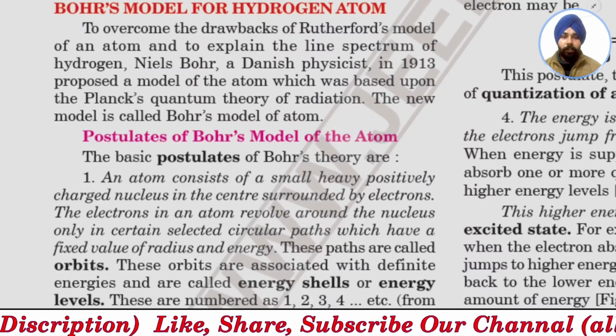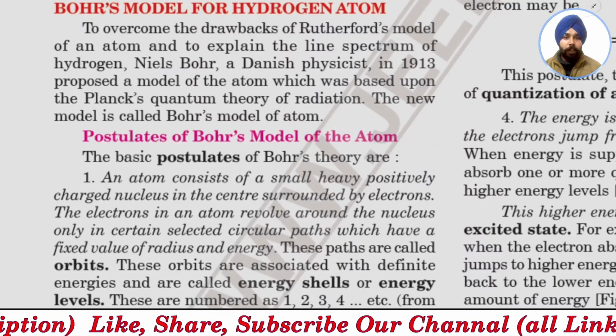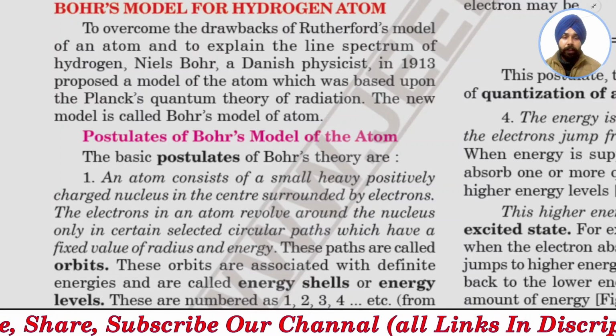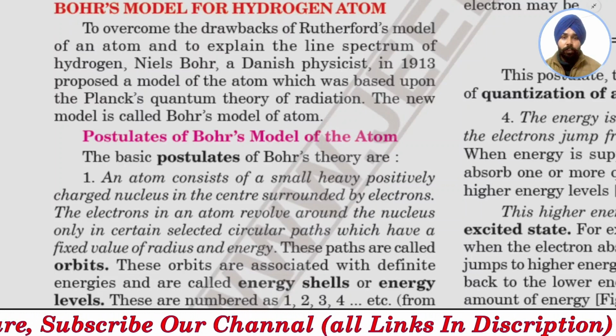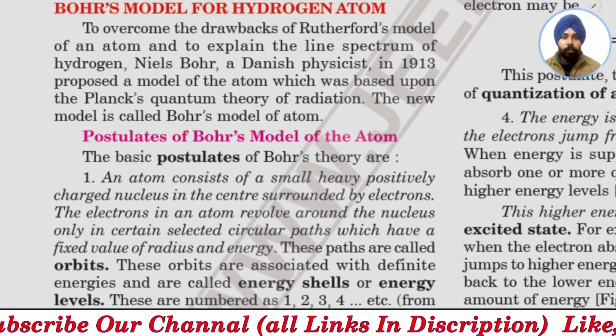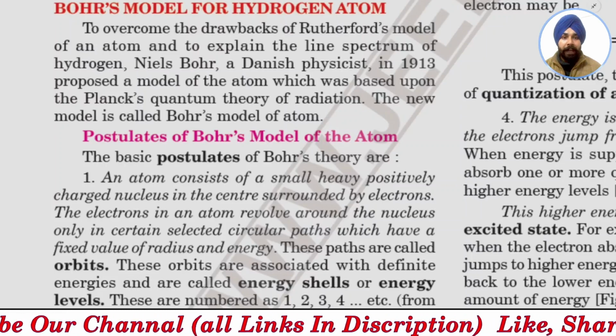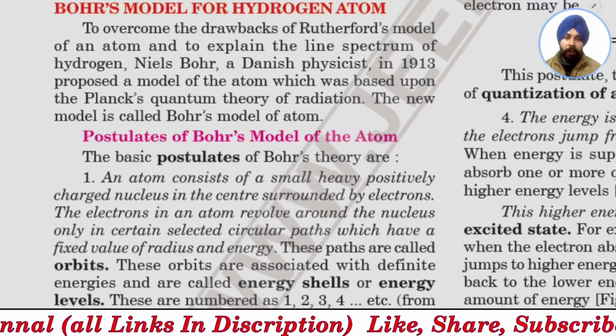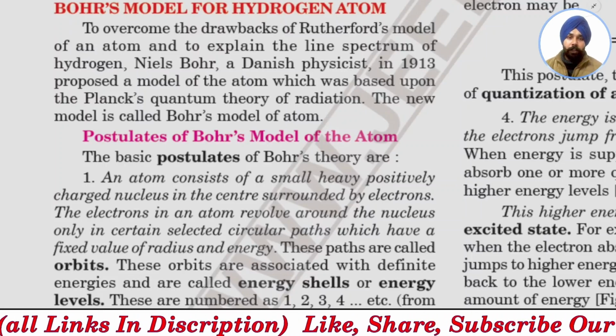Bohr's model for hydrogen atom. To overcome the drawbacks of Rutherford model of an atom and to explain the line spectrum of hydrogen, Niels Bohr, a Danish physicist, in 1913 proposed a model of atom which was based upon Planck's quantum theory of radiation. So that is what we call Bohr's model of atom. What were its postulates?